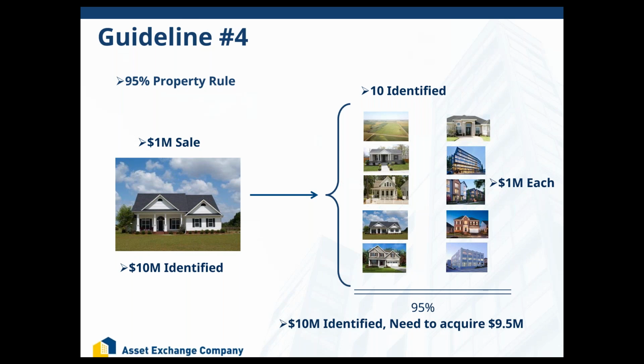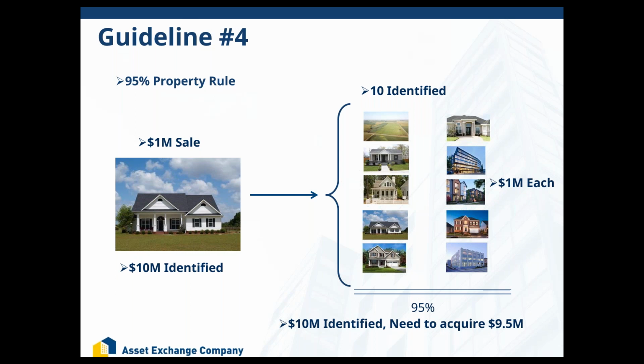Because we've identified $10 million worth of property, what just happened there? We've exceeded our 200% rule, right? Because that was how much? $2 million, right? So that puts us into the 95% rule. So in our example, let's just say we only purchase 9 out of the 10 properties. Okay, that's only 90%, right? Or $9 million. That's not 95%.